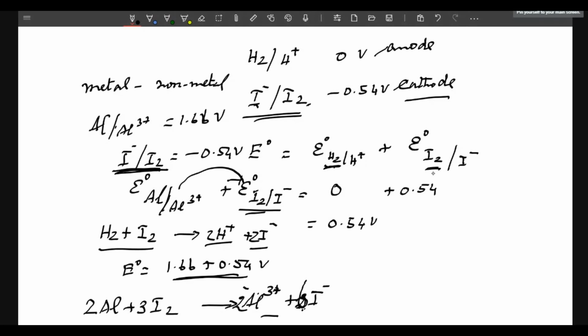How many electrons are involved? 6 electrons are involved in the process. In this way also you can easily balance this. Either step-by-step balancing or direct balancing is possible. Here also, on the reactant side, only neutral species are present. And finally, the last one I have told you is a non-metal and a non-metal combination. The example is iodine.